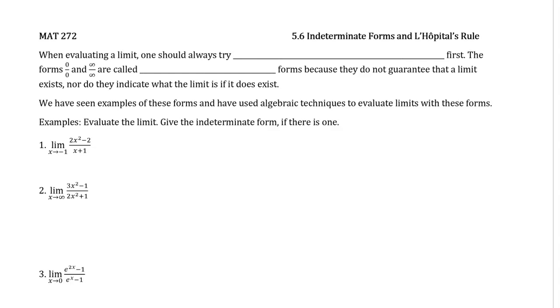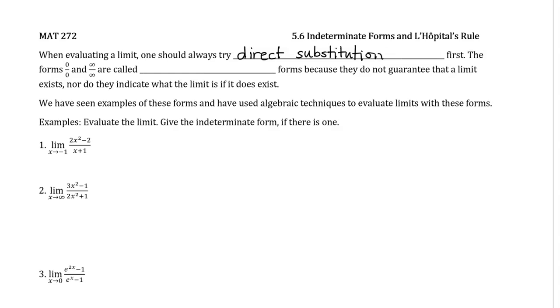So if you think back towards the beginning of this course, we were evaluating limits. And we learned that when evaluating limits, the first thing that we should try is direct substitution. If we try direct substitution and don't run into any issues, then we have an answer for our limit.